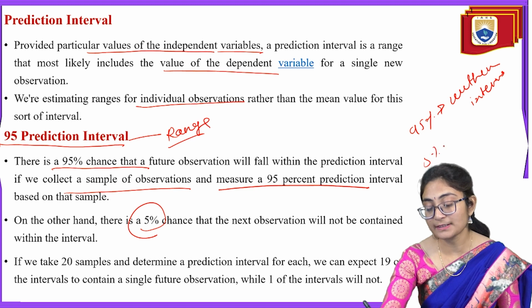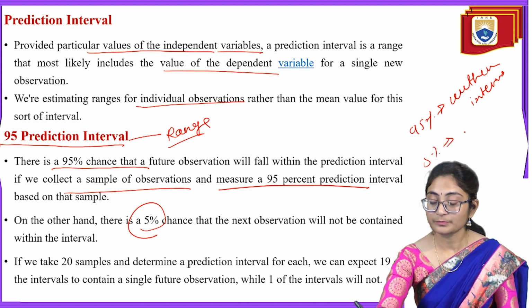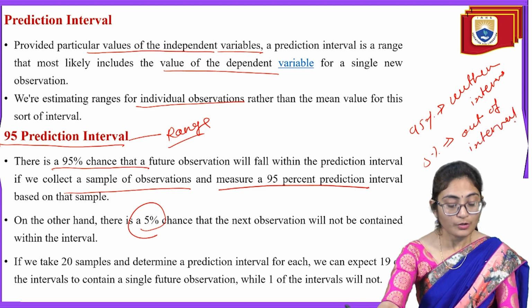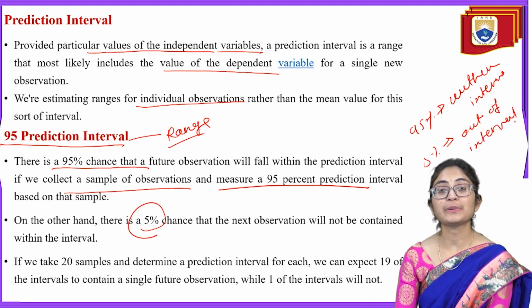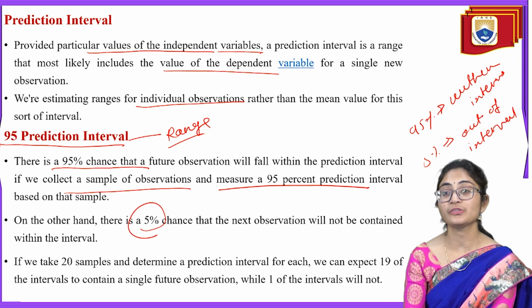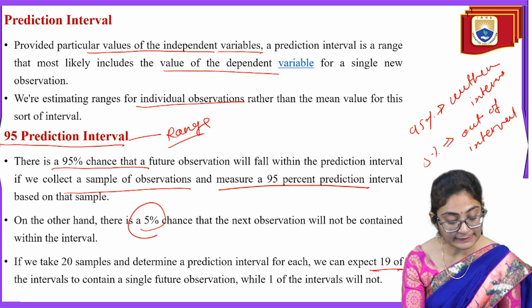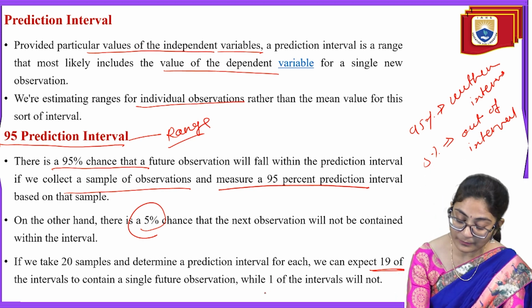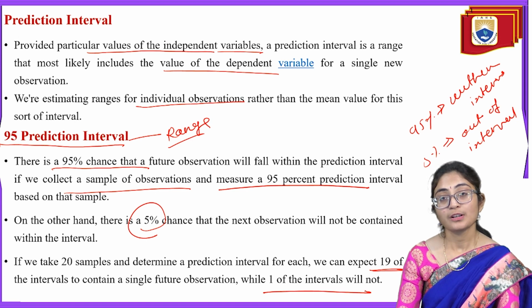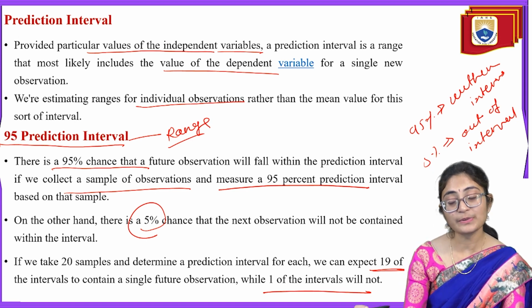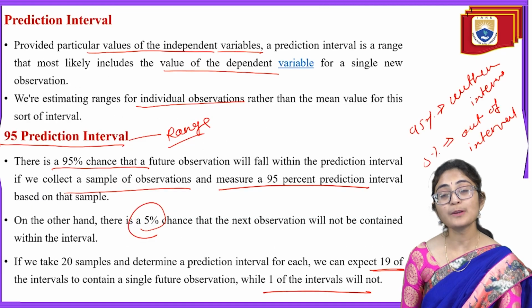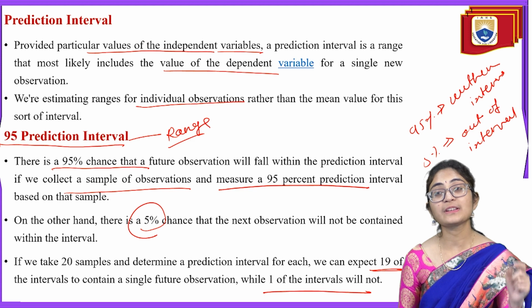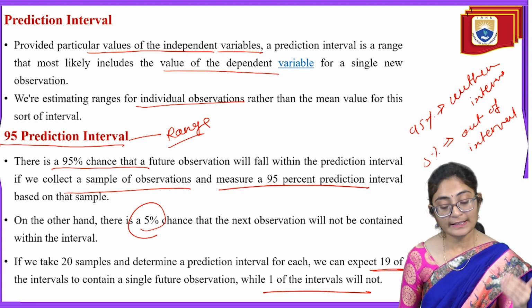and 5% out of the interval. So if we take 20 samples and determine the prediction level for each, we can expect 19 of the intervals to contain a single future observation while one of the intervals will not. So this is your 95% prediction level. That means you are predicting some conclusion. On that basis, you are finding out the interval.